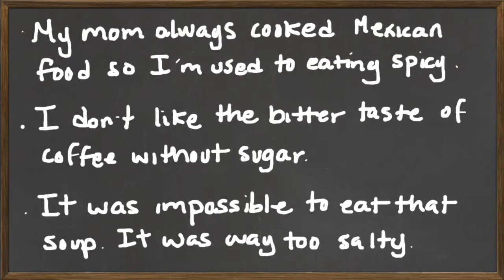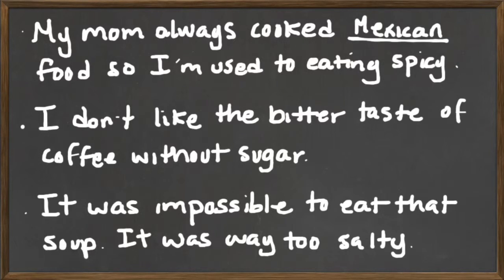Let's continue with the following examples. Number 1, my mom always cooked Mexican food, so I'm used to eating spicy. Yes, Mexican food is famous for having a lot of condiments, a lot of chili in it. So I am accustomed to eating it and it being spicy.